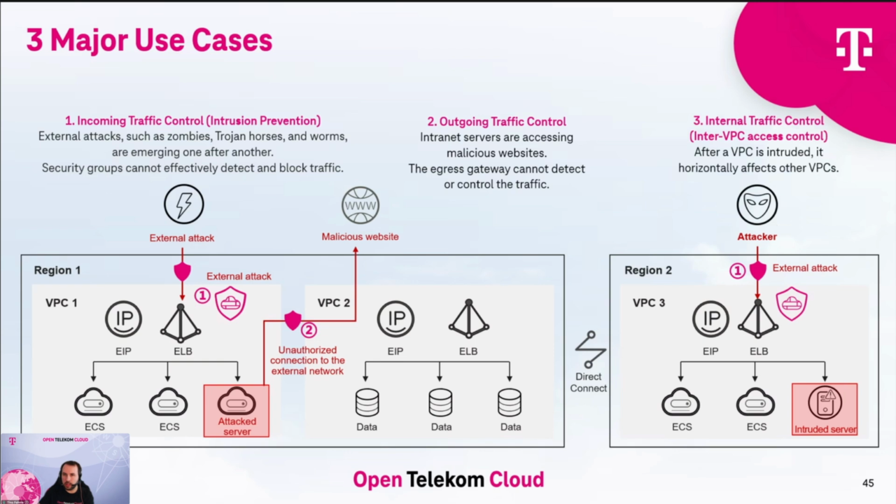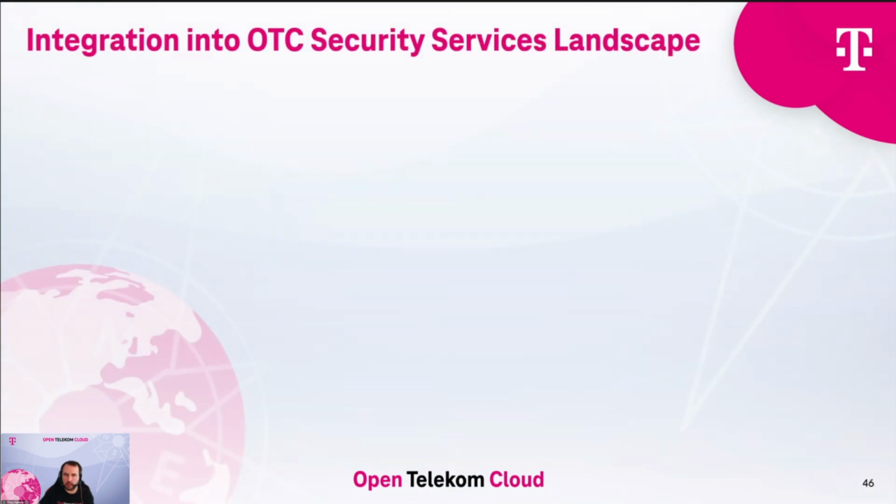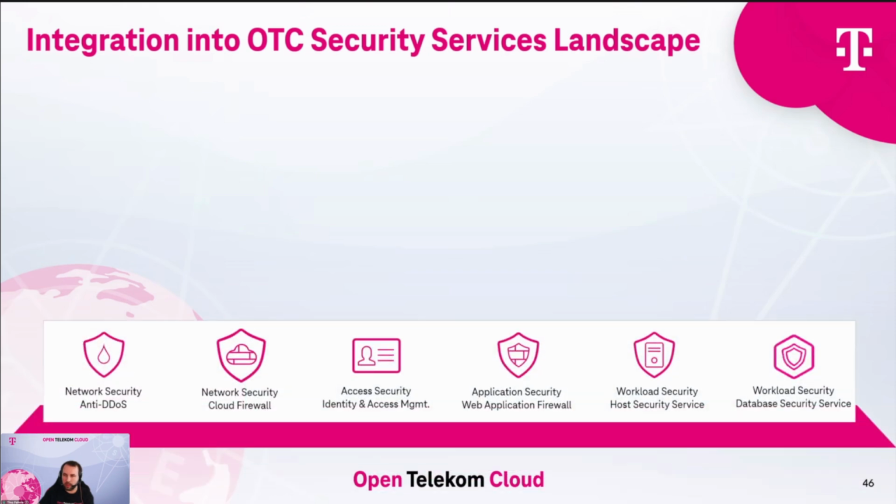The third one is inter-VPC access control. So you may have, like we see on this architecture diagram, several VPCs, and you want to restrict traffic between them. That one can also be protected by the Cloud Firewall. So these are the 3 major use cases: traffic coming in and going out from the internet side, so north-south, and also between VPCs, this east-west scenario I talked about. Also, let's talk about how this is integrating with or enhancing our landscape, our portfolio so far. We have already implemented several security services.